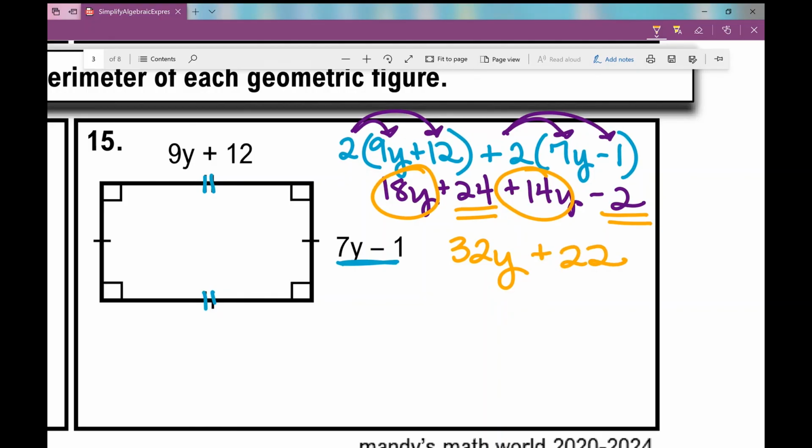And that concludes your notes over simplifying algebraic expressions. I know it was long, but it's good. So I hope it was helpful. And that's the end of it.